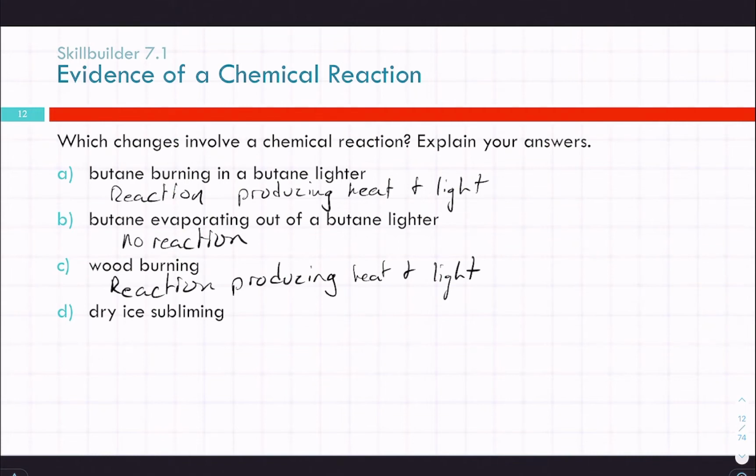I was thinking of it from the perspective of when we have solid dry ice, which is solid CO2, and it becomes a gas, is it still CO2? Yeah, so it's still CO2, so there's not a chemical reaction. Same thing with butane evaporating or water boiling. The molecules are staying the same, just a different form. So there's no reaction for that one either.